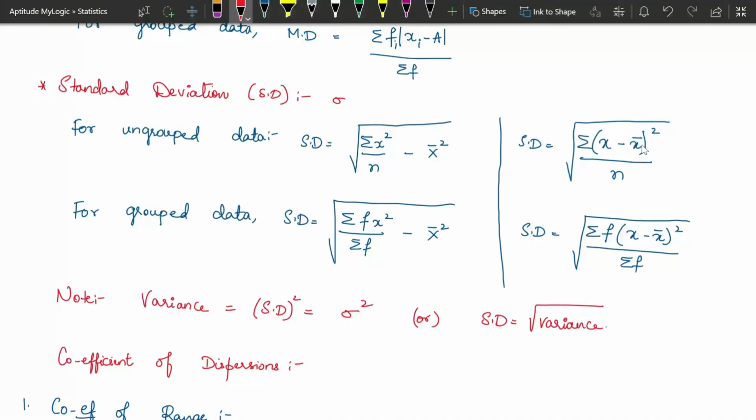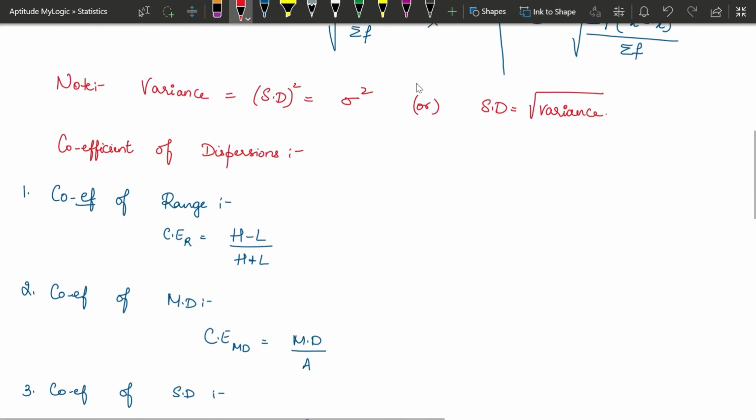So using this mean, we can find deviations, square the deviations and then divide by n, or square the given values, add all of them, divide by n, and then subtract mean square. Both the formulas we can use. I will choose to use this formula for this particular question, because mean is having decimal values.